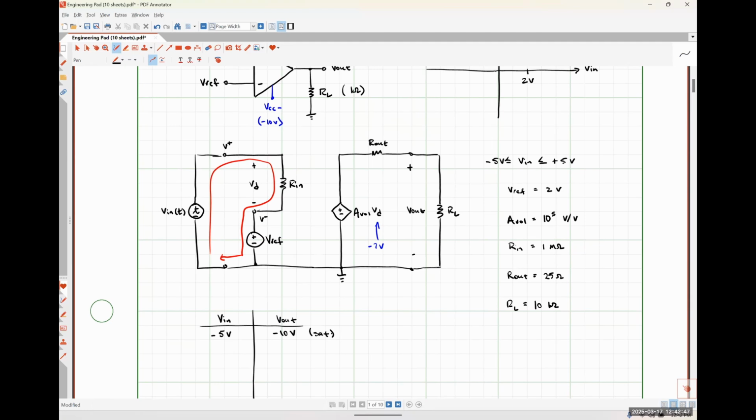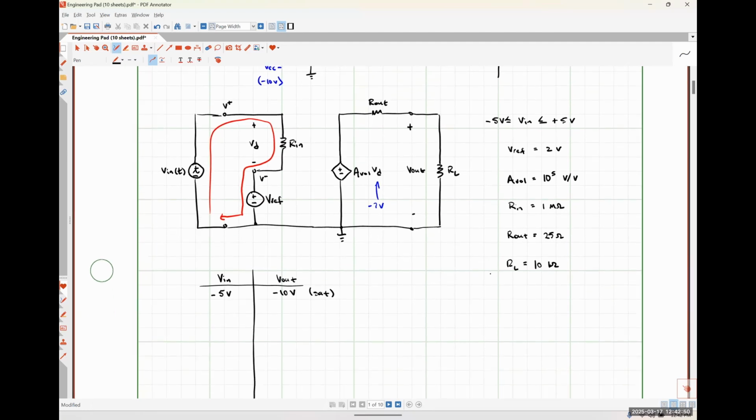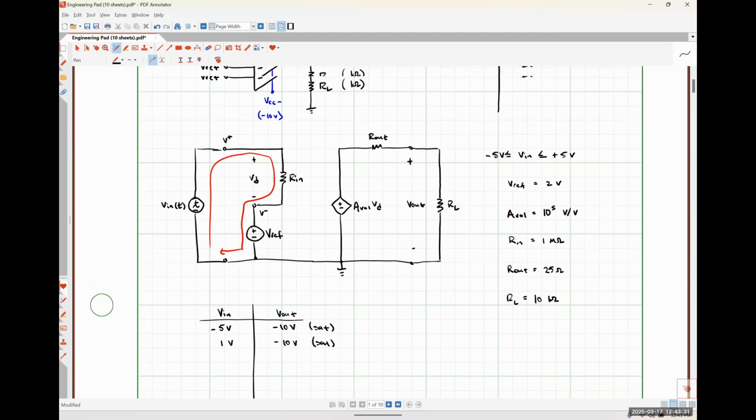Okay. Let's jump forward quite a bit, right? Let's see what's going on at positive 1 volt. Okay. So what should VD be at positive 1 volt? Negative 1 volt. So negative 1 volts times 100,000 would give us negative 100,000 volts. So the voltage drop across our load resistor will be approximately negative 100,000 volts. What would our actual output voltage be? Negative 10 volts again.